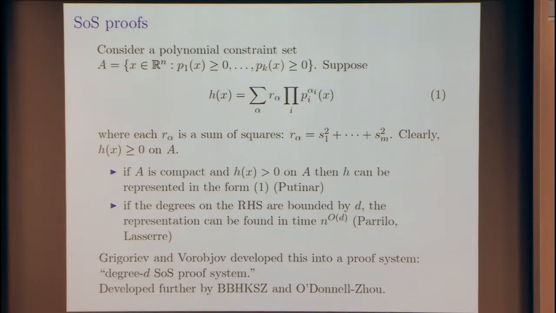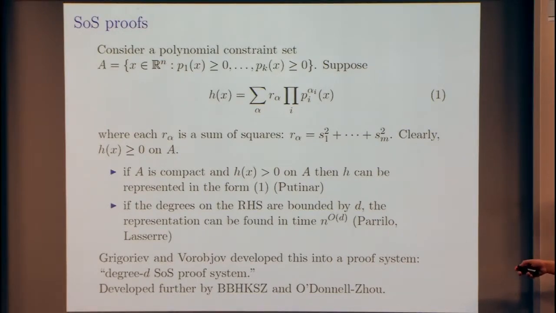Okay, so this is a proof that this polynomial is positive, right? I'm giving you a polynomial that's positive. A proof that it's positive is the fact that I can write it in this way. Again, A is the set that is defined by these polynomials. Right, so this is very good. This is an existential result. So the question is, what do you do with this existential result?